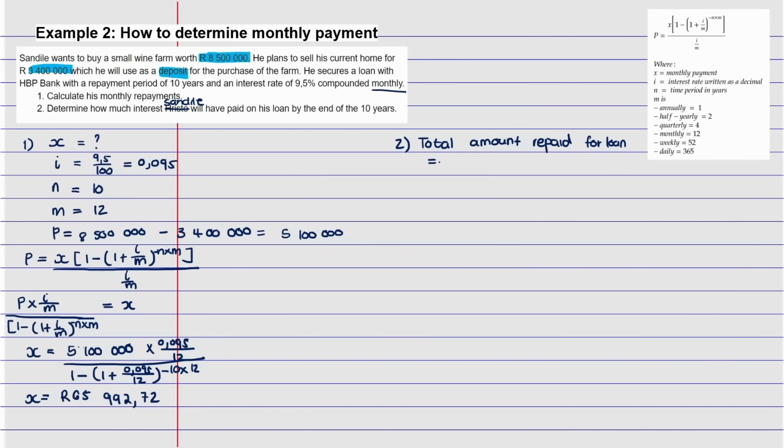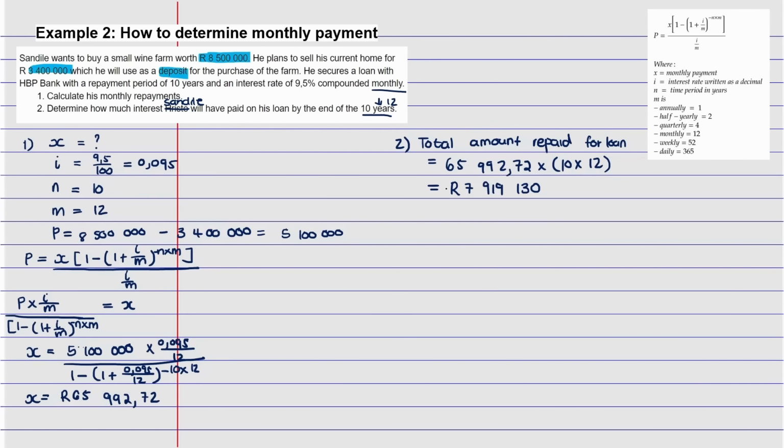Which is going to be equal to the monthly installments multiplied by the number of years multiplied by the number of months, right? Because we want to convert this into months. That's why we multiply by 12. I hope that made sense. So it's going to be 65,992.72 multiplied by 10 years, multiplied by 12. So when you paste that into the calculator, you're going to get this amount. So that's the amount that he's going to pay. So it's going to be 130, right?